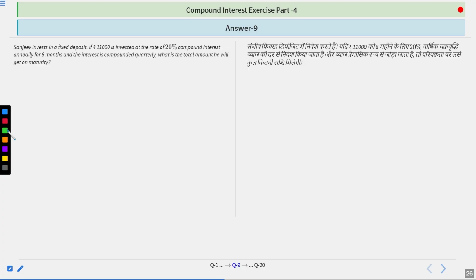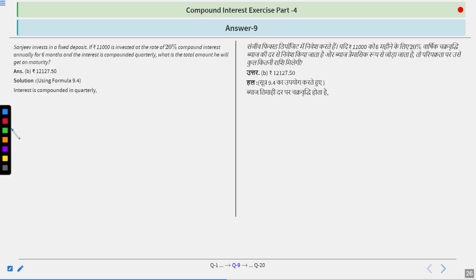So Sanjeev has invested in a fixed deposit. Rate of interest is 20%, time period is 6 months, and principal is rupees 11,000. But the interest is compounded quarterly. We have to find the total amount he will get on maturity. The answer to this question is option B, rupees 12,127.50. And we are going to use formula 9.4 to solve this question.